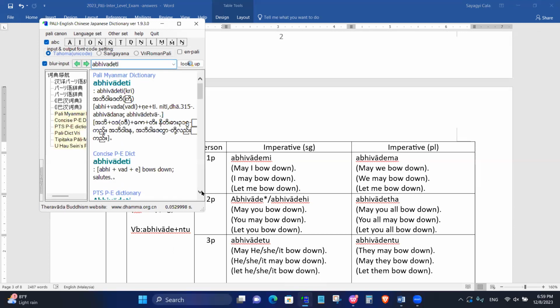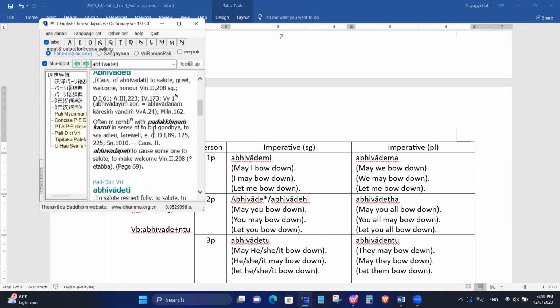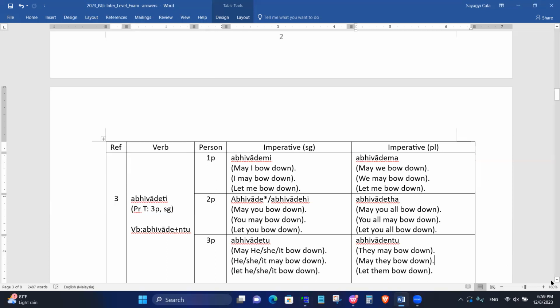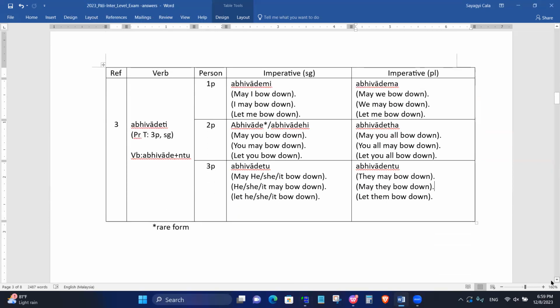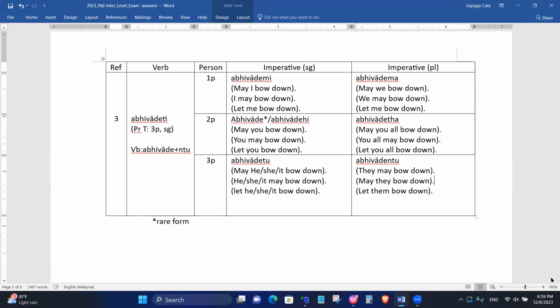Bow down, salute. Yeah, it's okay. Salute, greet, welcome, honor. Pay homage also can. Yeah, it's also okay. No problem. So I did a minus mark there. Yeah, it's okay. It has the same meaning. Okay, thank you. So the meaning of abhivadeti is very respected, all right?